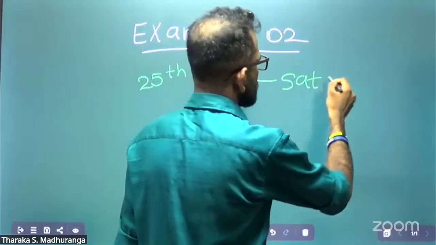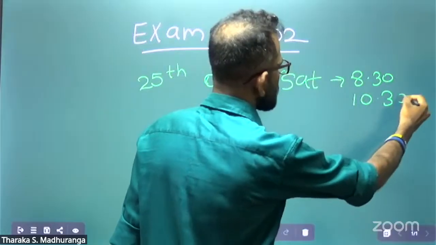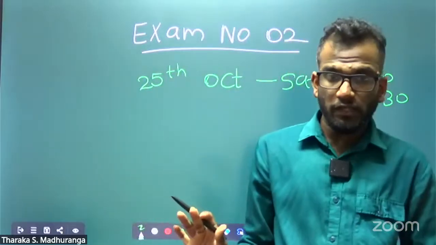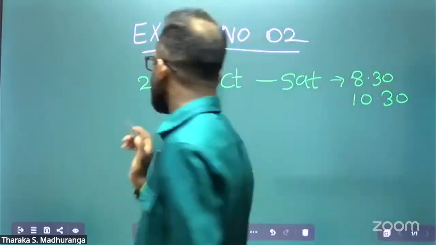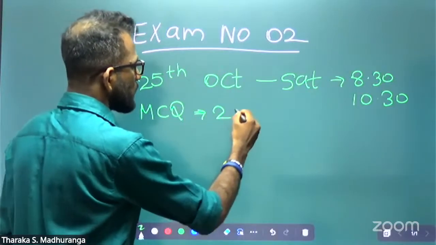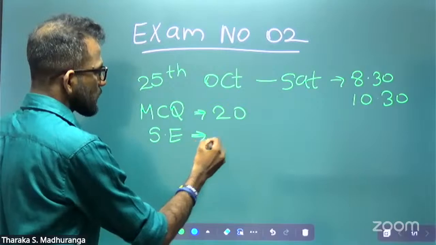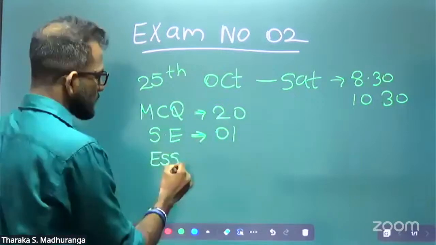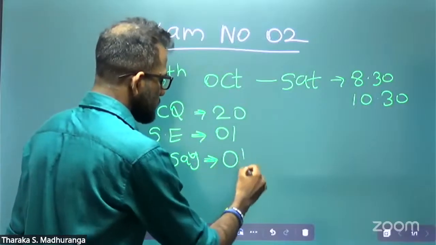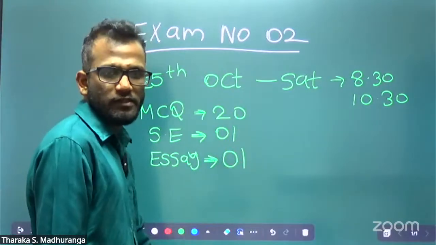Saturday 8:30 to 10:30. It is a 2-hour paper. I will say it is not only MCQ. You have 20 MCQ questions, one structured essay question and one essay question. This is the paper structure. That's all: 20 MCQ, one structured essay and one essay question.